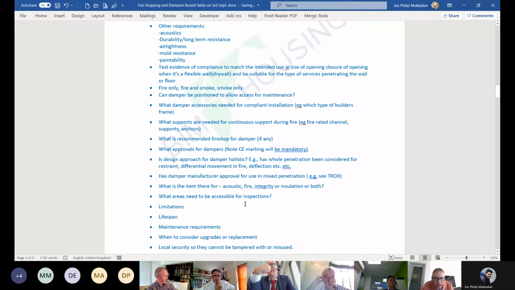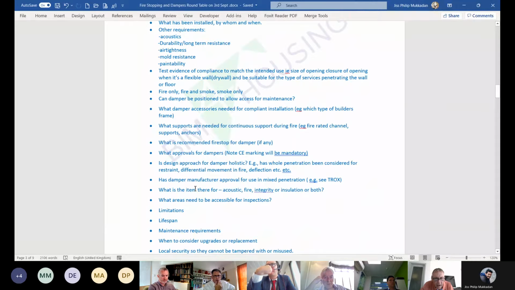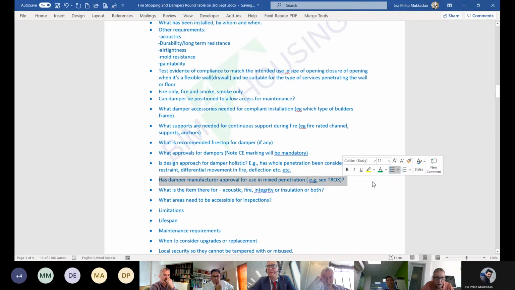I'm not sure that any duct or damper is approved for use in mixed penetrations. There's no testing yet, because I've been working on the group where we've been trying to define a test for that. So maybe put a question mark against that. At the moment, the rule is do not mix dampers, ducts, and pipes and cables. Do not do it. There is no test evidence. And I know what's in Trox's book. I've seen it, but I wouldn't rely upon it.